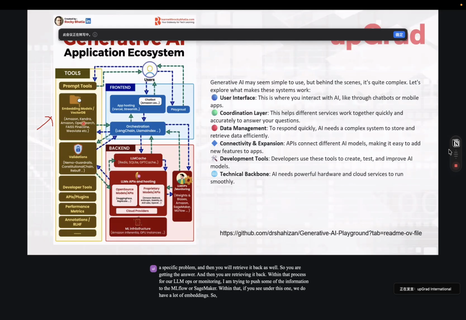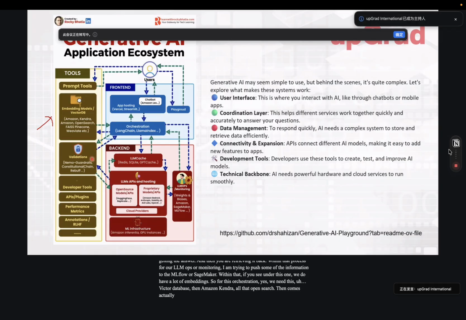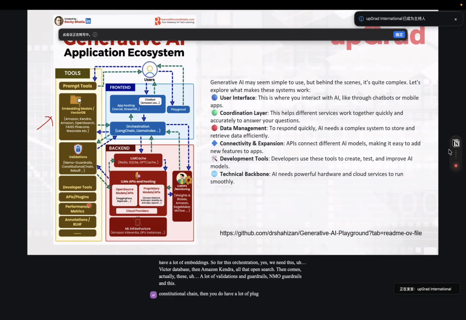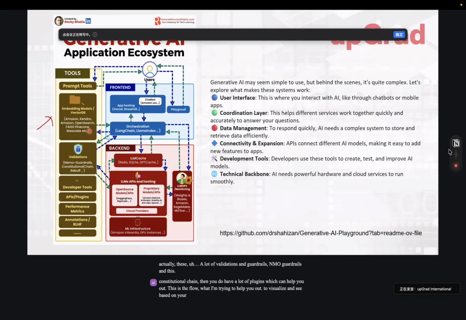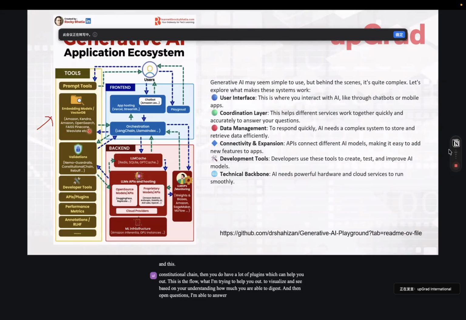For this orchestration, yes, we need the vector database, then Amazon OpenSearch. Then come a lot of validations and guardrails, NeMo Guardrails, then the constitutional chain. Then you have a lot of plugins which can help you out. This is the flow I'm trying to help you visualize, based on how much you are able to digest. Then I can answer open questions and take it to the next step.